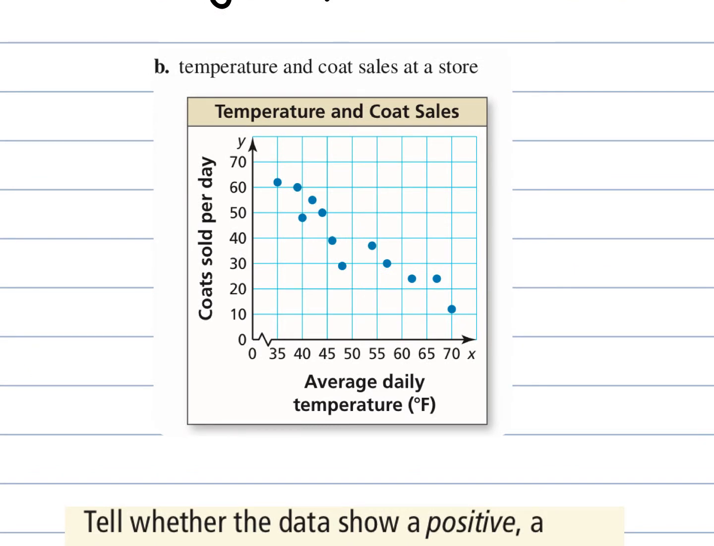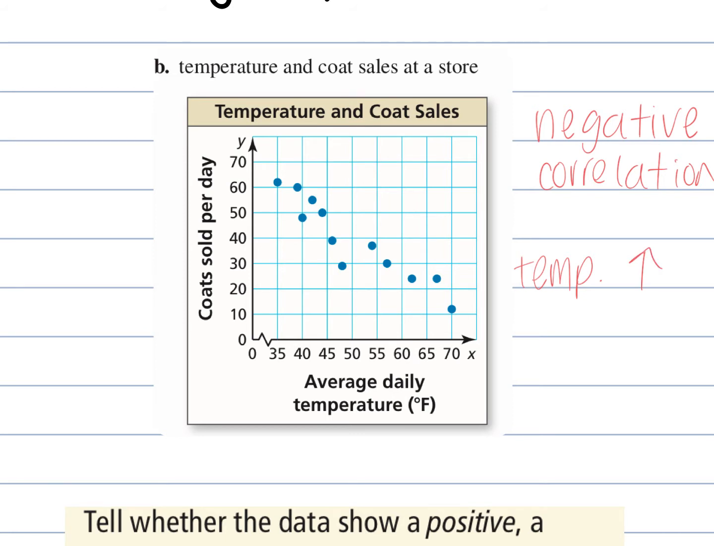Negative, okay? Now let's think about this one. This one's a negative correlation. Why is it negative? Yeah, as we go left to right, it's going down. Now, let's say that the temperature is increasing. So as the temperature goes up, what's happening to the coat sales? They're going down.